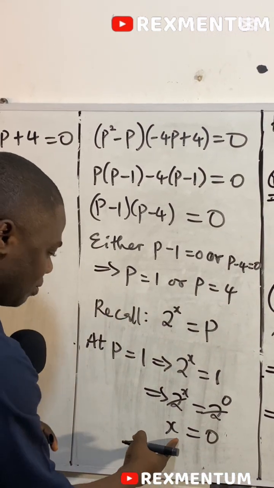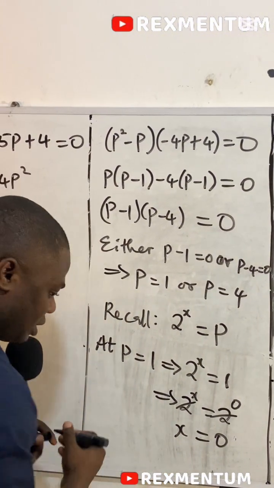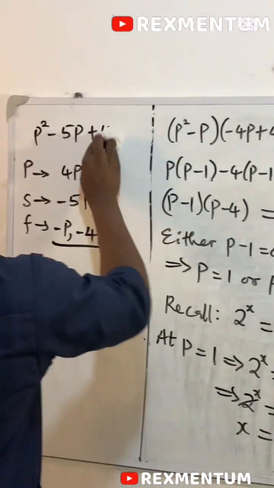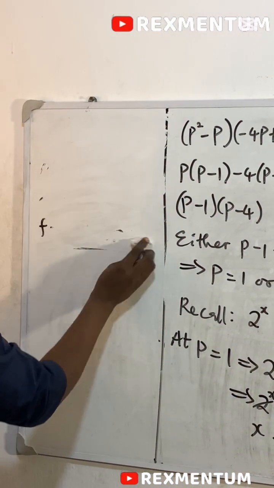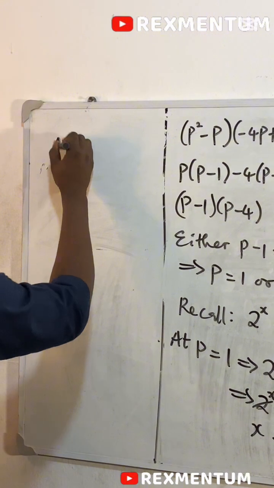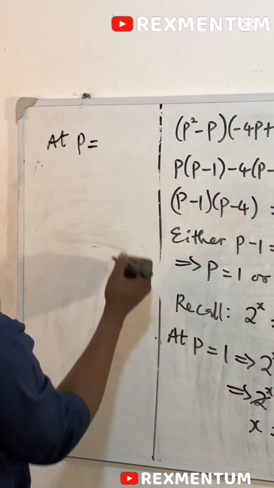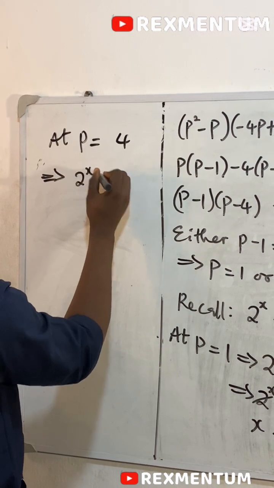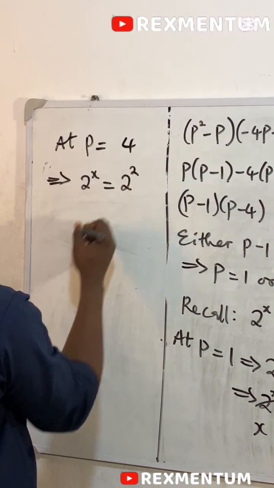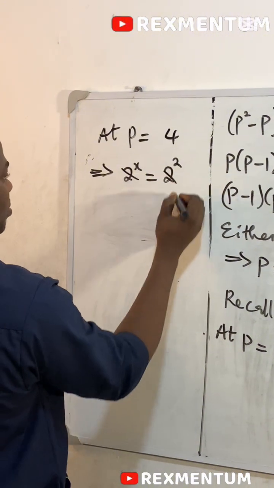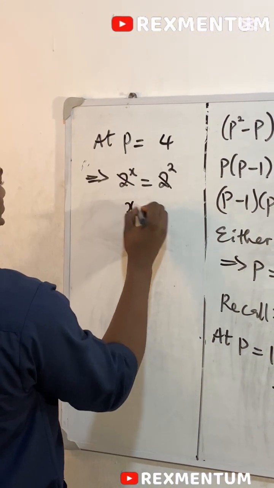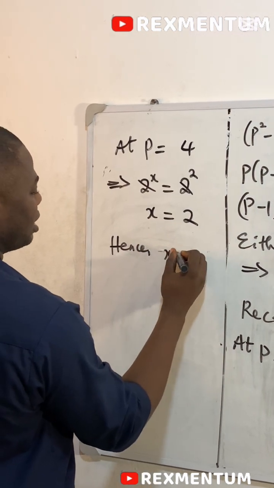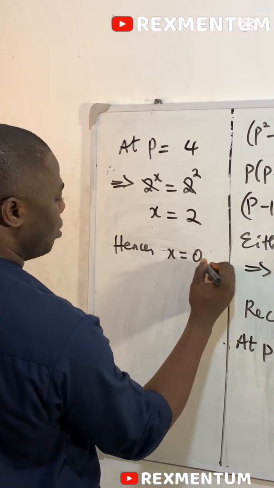That is at p equal to 1. So now you see from here, at p equal to 4, this will now give you that 2 raised to the power x equal to 2 raised to the power 2, which is your 4. Eliminate the base and equate the power. So x equal to what? 2. Hence, x equal to 0, 2.